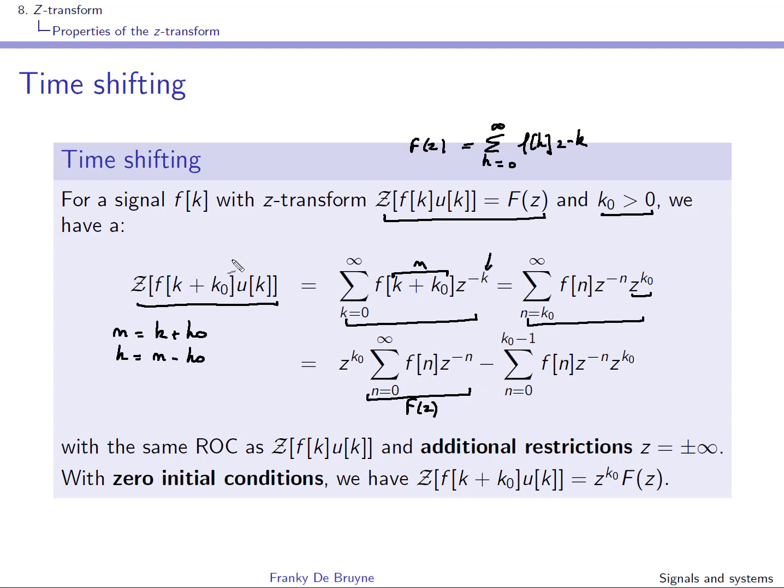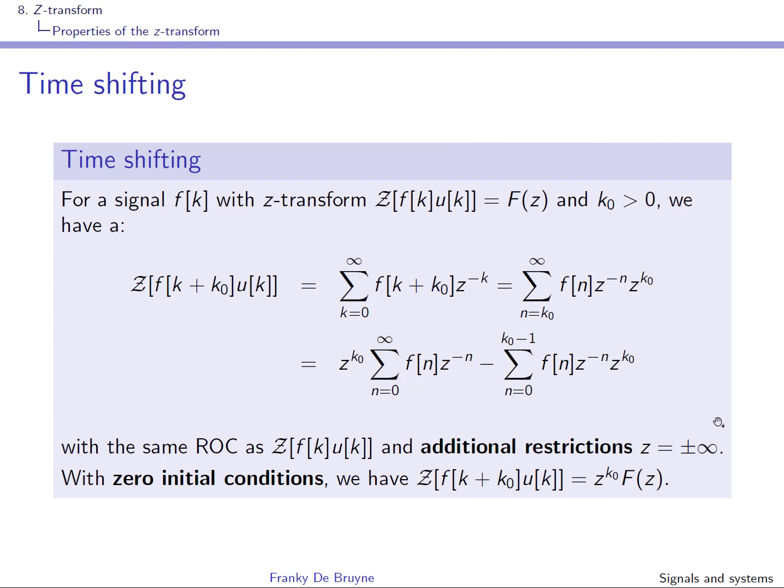So we have now the Z transform of the signal shifted to the left by k0 positive, and the Z transform has exactly the same region of convergence as the original signal with additional restrictions at infinity, and this is coming from this z to the power k0 over here. If the initial conditions are 0, this term will disappear and you'll end up with this relation over here.